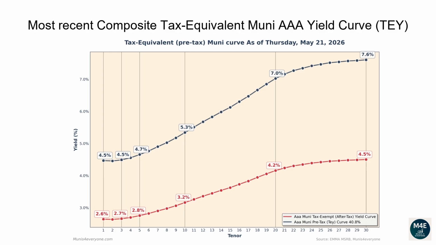The two-year tax-equivalent yield is 4.46%. The 5-year tax-equivalent yield is 4.65%. The 10-year tax-equivalent yield is 5.34%. The 20-year tax-equivalent yield is 7.02%. The 30-year tax-equivalent yield is 7.6%.